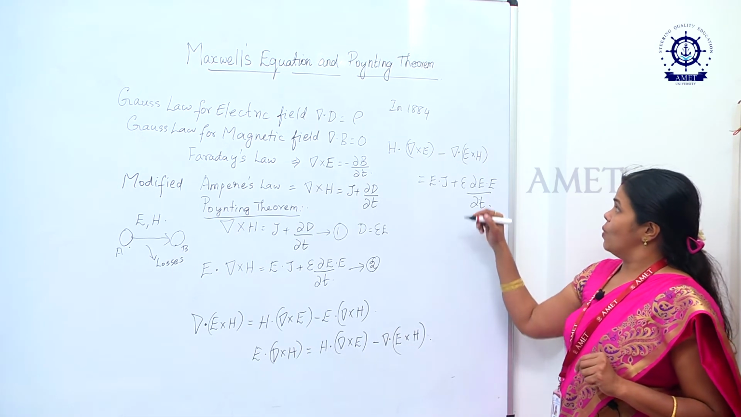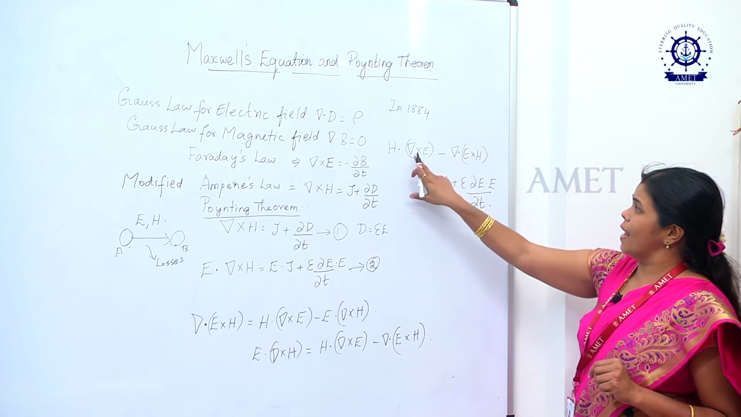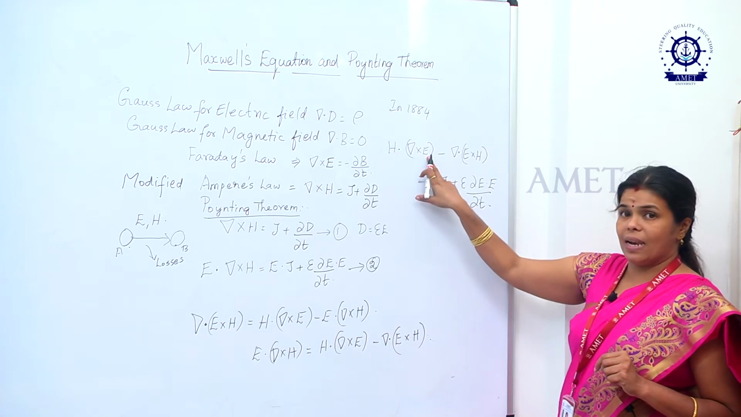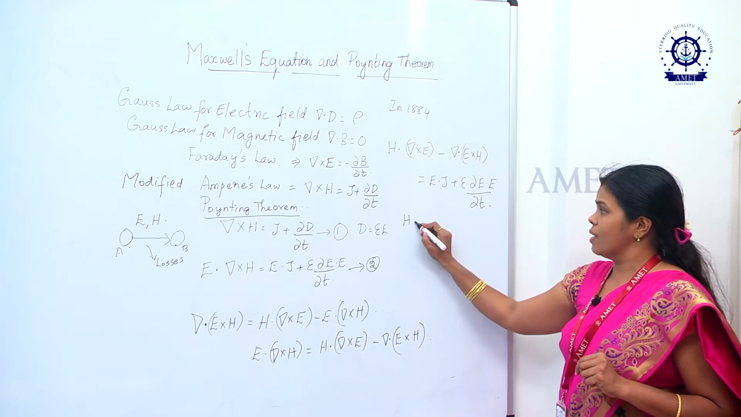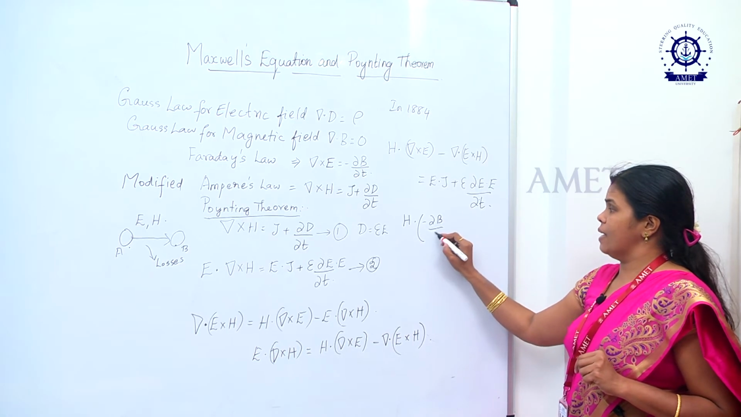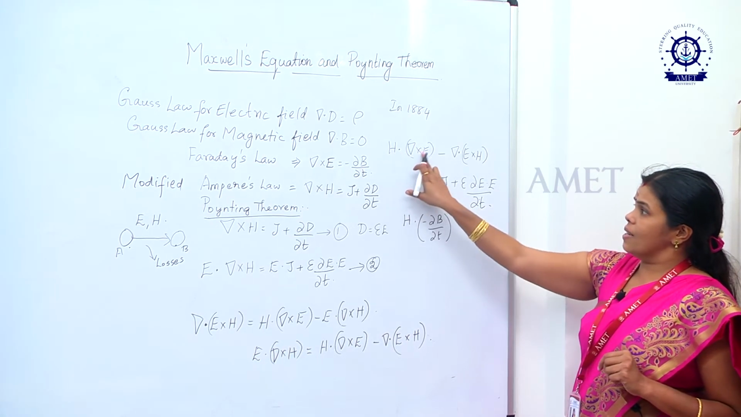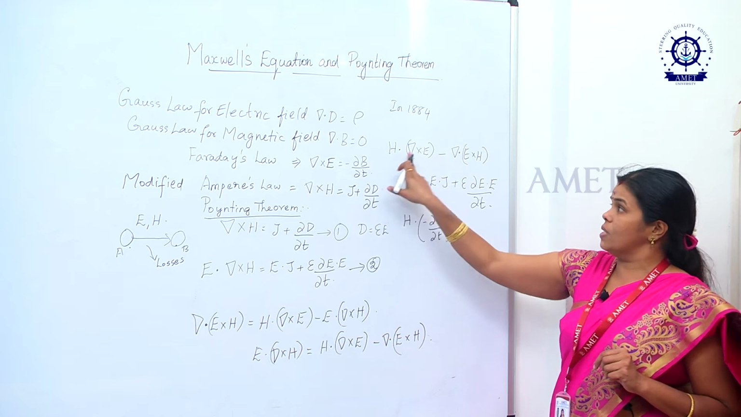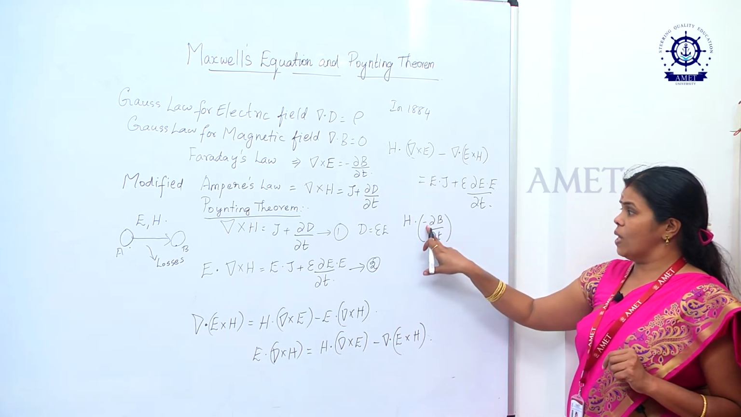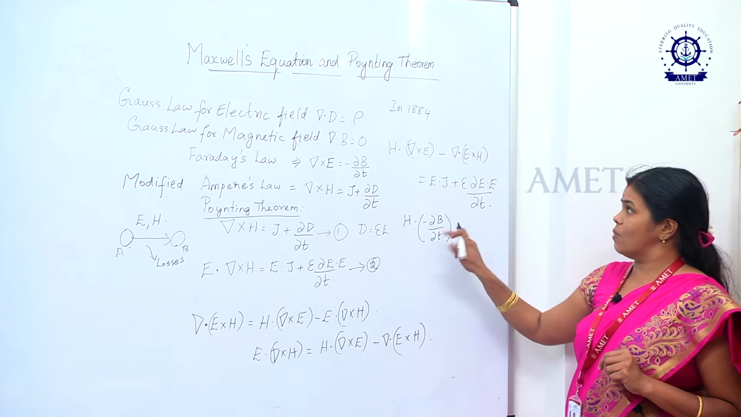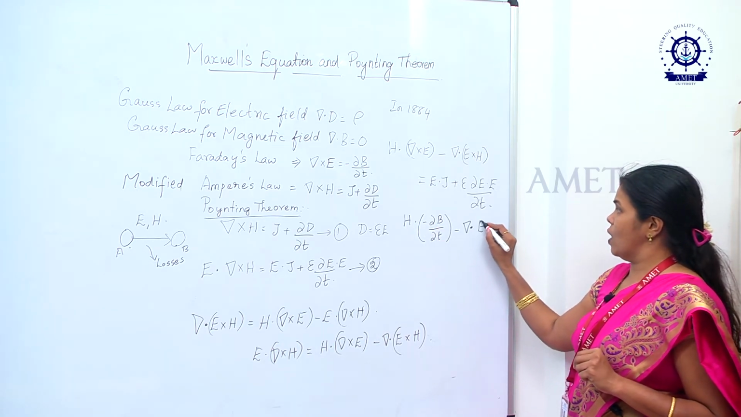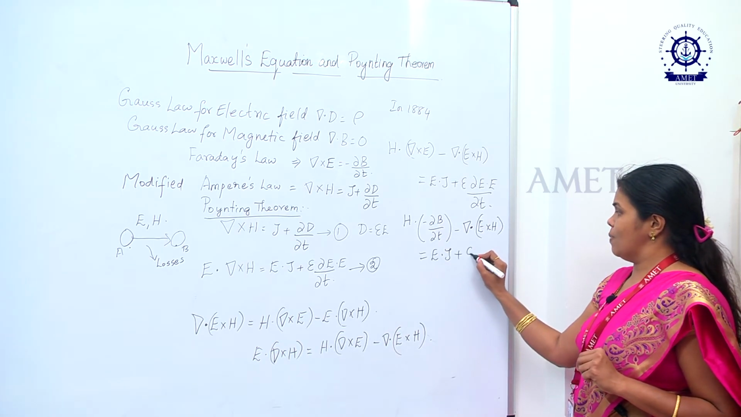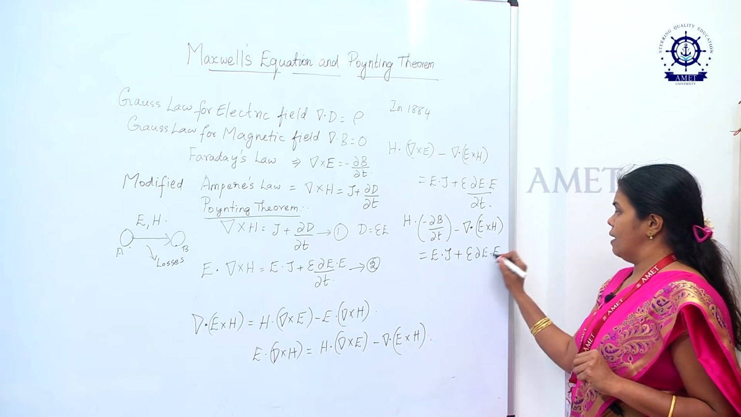So in the next step what we are doing is, we have to find out del cross E. We already know that is the Faraday's law. So you substitute here in the place of del cross E, we can write H dot minus dou B divided by dou T. So H dot del cross E means here del cross E is there. So del cross E, which is equal to minus dou B by dou T. So in the place of del cross E we are substituting minus dou B by dou T, H dot this value minus del dot E cross H, which is equal to E dot J plus epsilon into dou E dot E divided by dou T.